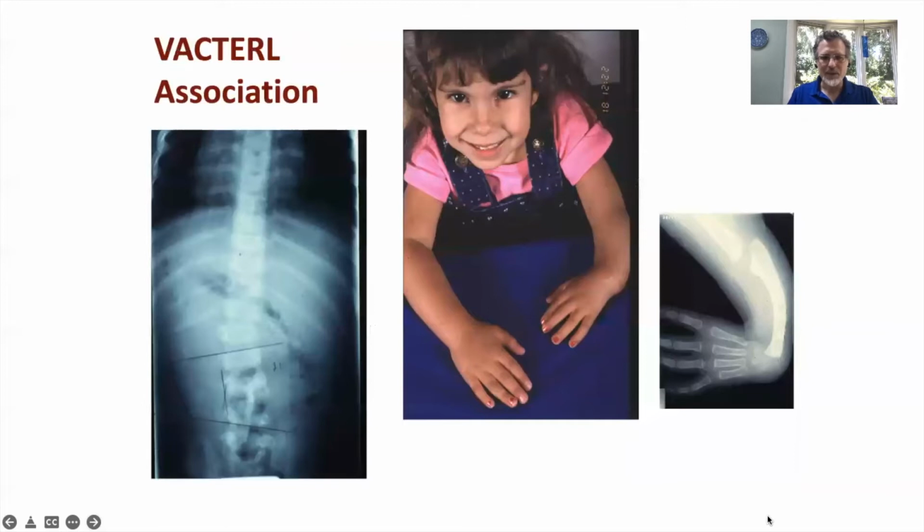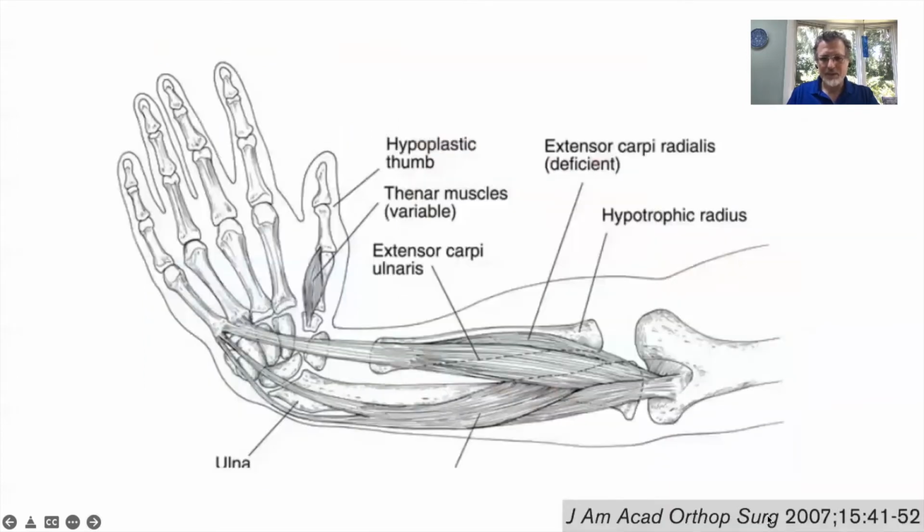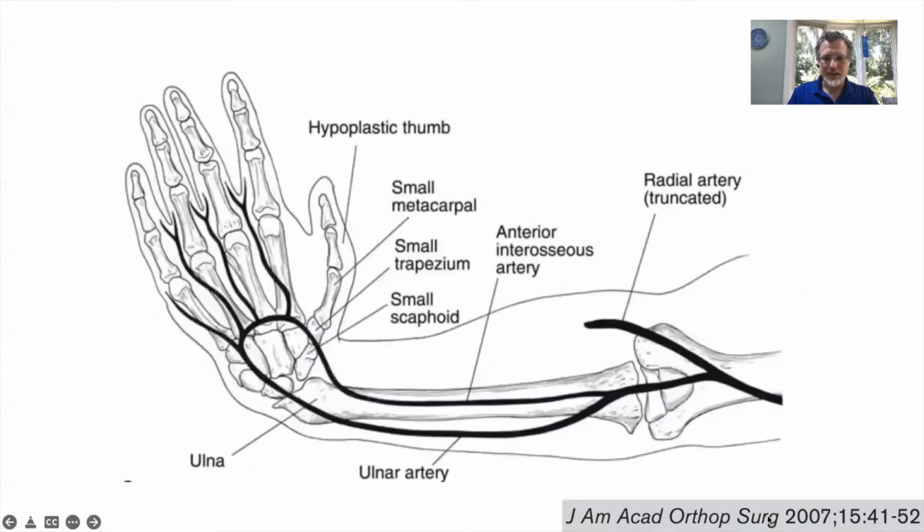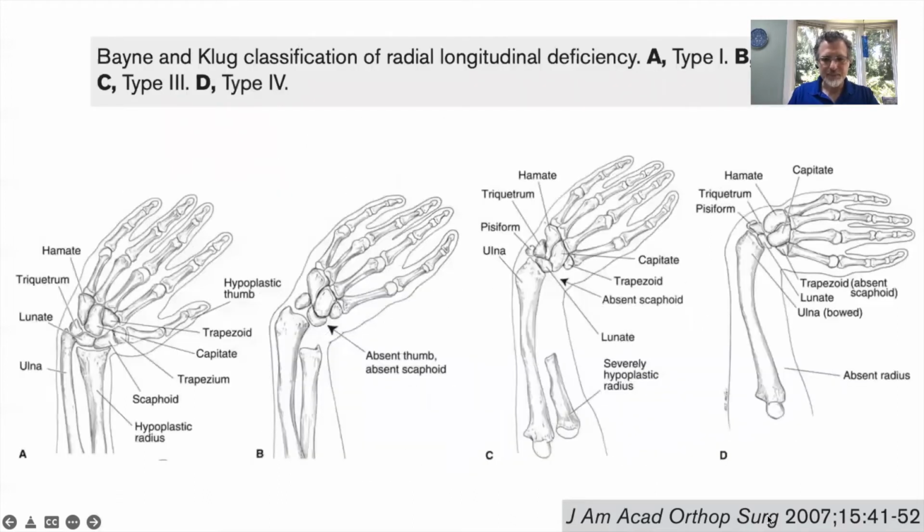VACTERL association has vertebral anomalies, imperforate anus, cardiac issues, tracheoesophageal fistulas, renal issues, and also limb deformities, hence the acronym. When we look at radial deficiency, there's a progression of deficiencies. And this not only affects the bones, but we tend to overlook the effect it has on the muscles, the nerve, and the arteries as well.